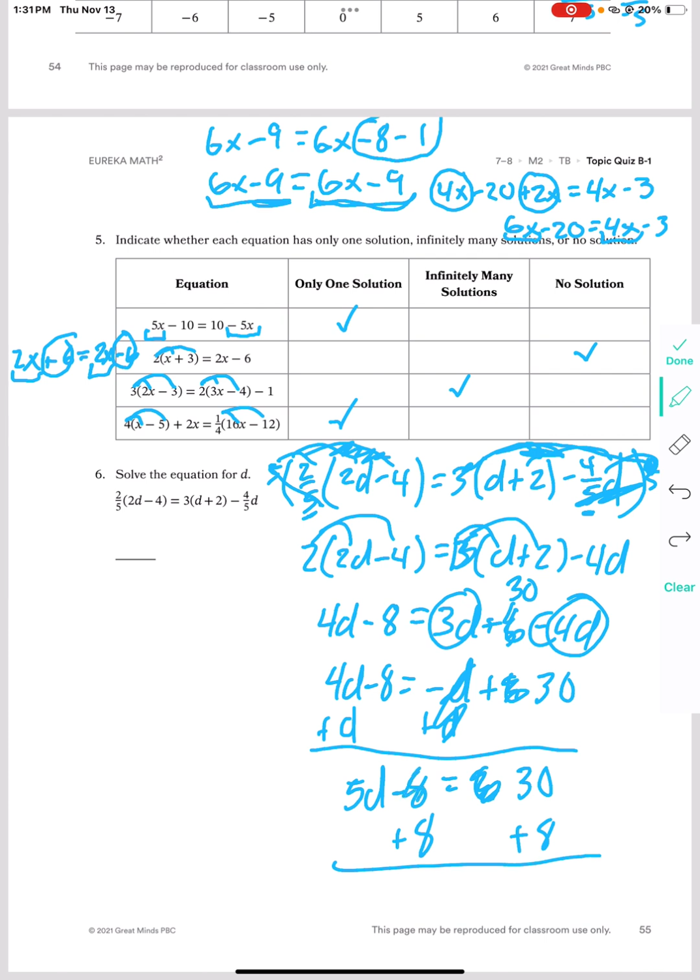So you see how when you have your work on the screen, you can easily go back and correct it when you're wrong. Okay, I want everyone to notice that. You see how easy I went back and corrected my work after it being incorrect. Very, very easy task, okay? So then divide by 5. So d would equal 38 over 5.